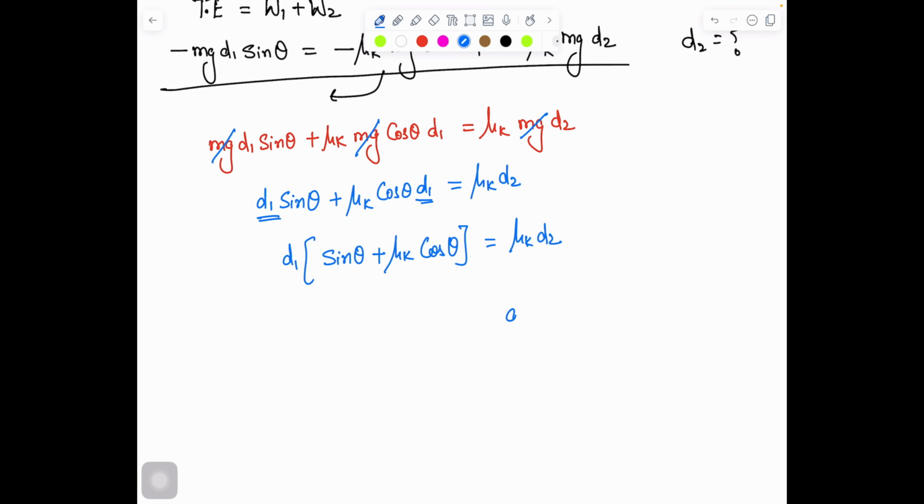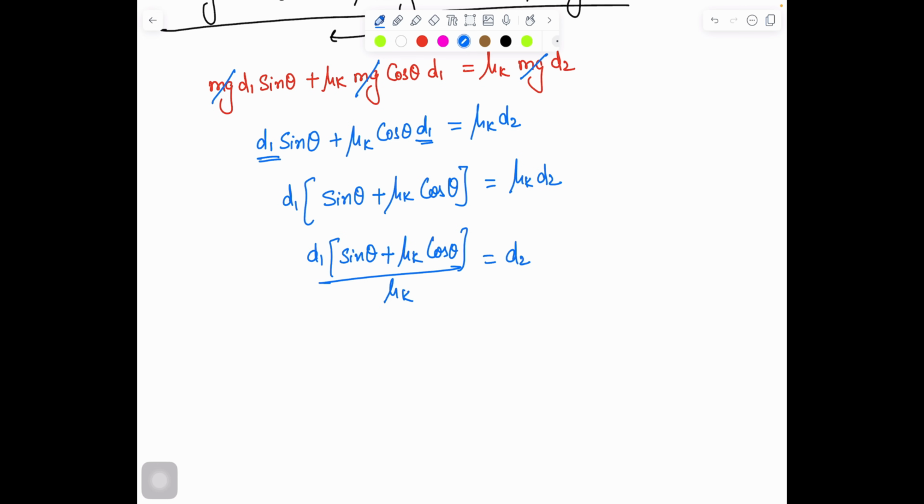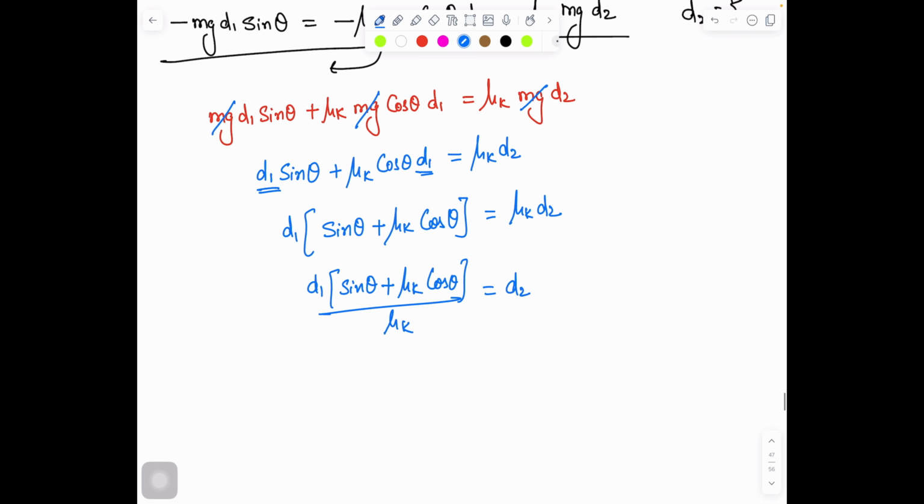So what is the value of d2? d2 is d1 times sine of theta plus mu k cos of theta, divided by mu k. Place the values, guys, fast. Once you place the values, because we have the values of theta and d1, you will get d2 equal to 122.91 meters.